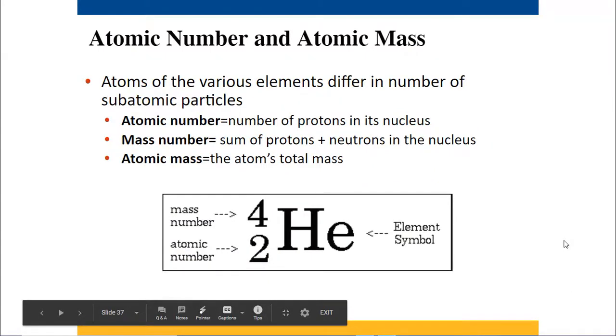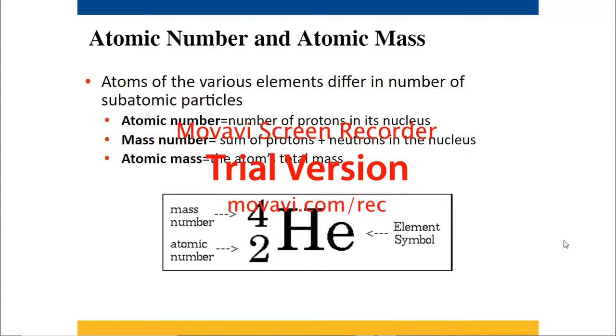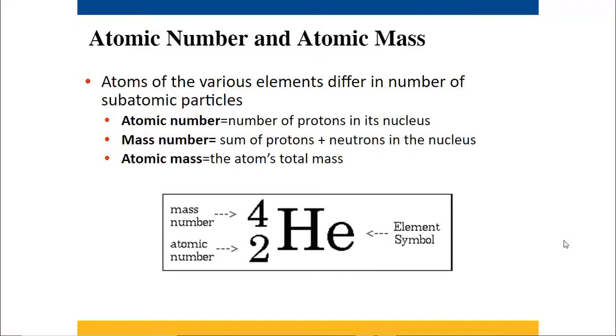Okay, so let's talk about the difference between atomic number and atomic mass. As I said before, the atomic number is the number of protons in the nucleus. Every element has a specific number of protons. If you change the number of protons, it's going to be a different element. You can't change the number of protons without making a new element.